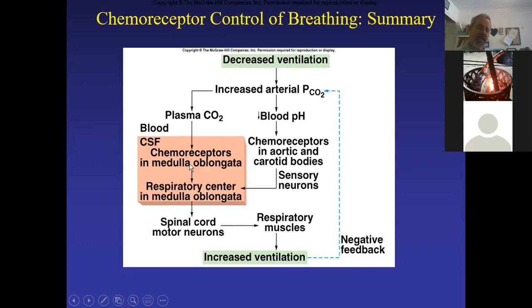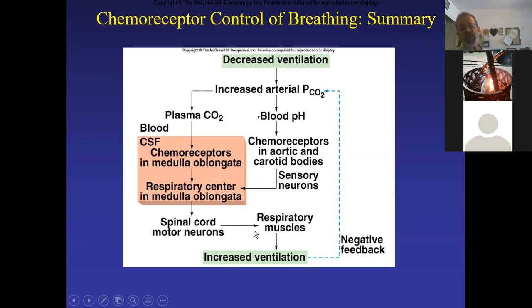In the case of the chemoreceptors in the brain, hydrogen cannot directly cross, but CO2 does. And then CO2, once it's in the cerebral spinal fluid, gets converted to carbonic acid. You've got the hydrogen ions. That activates the respiratory center. And as you can see, ultimately, this leads to an increase in ventilation. Because we had a decrease in ventilation, now we're building up CO2.